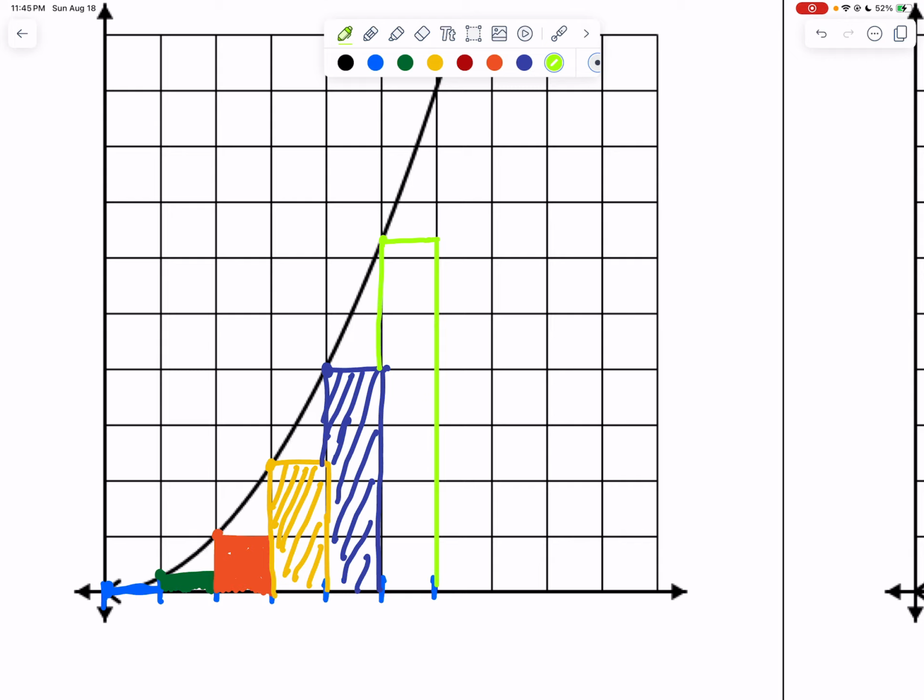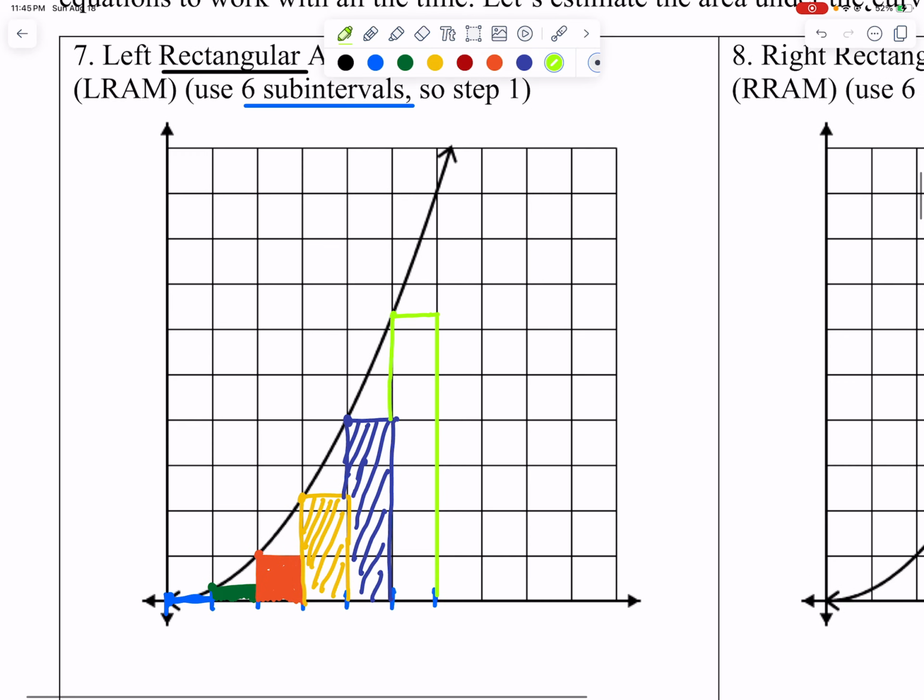Now, as you guys look at number 7 here, you'll notice that this, once again, is an approximation, but you'll notice that I'm not covering everything. I have this little white part right here, this little white part, this little white part, this little white part, and this little white part right here that I'm not taking into account. So whenever we have something like this, it is going to be called an underestimate.